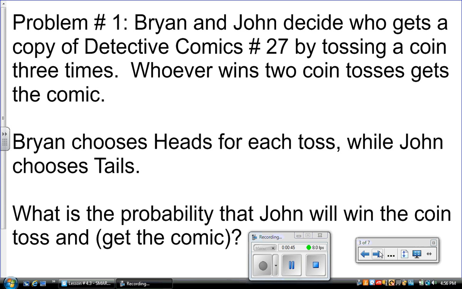Problem number 1. Brian and John decide who gets a copy of Detective Comics number 27 by tossing a coin 3 times. Whoever wins 2 coin tosses gets the comic. Brian chooses heads for each toss, while John chooses tails. What is the probability that John will win the coin toss and get the comic?